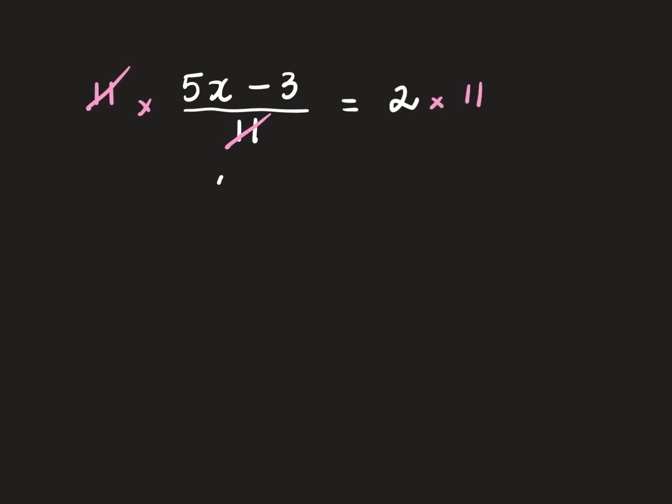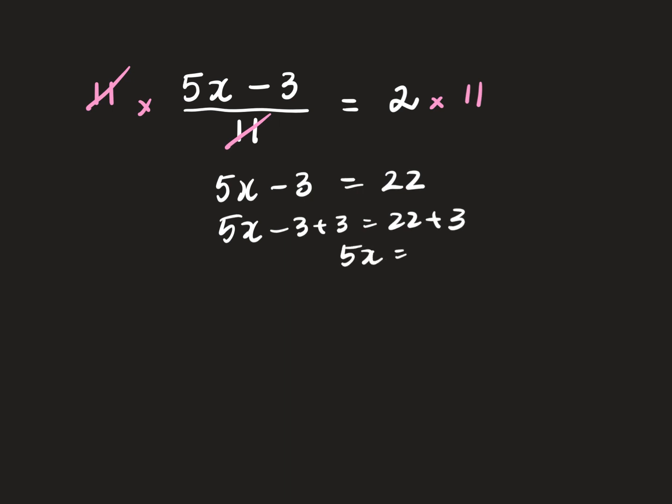Why don't you have a go at this one? Okay, what do we do first? We're going to deal with the divide by 11 by multiplying both sides by 11. Then cancel those straight out, they've gone. 5x minus 3 equals 22. And x is equal to 5. Hopefully you got that right.